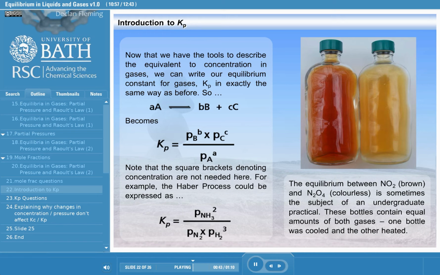The equilibrium between nitrogen dioxide, which is brown, and dinitrogen tetroxide, which is colourless, is sometimes the subject of an undergraduate practical. These bottles initially contained equal amounts of both gases. One bottle was cooled and the other one was heated. It's important to be able to understand the reactions of nitrogen dioxide, as it's a key pollutant released into the atmosphere during the burning of fossil fuels.